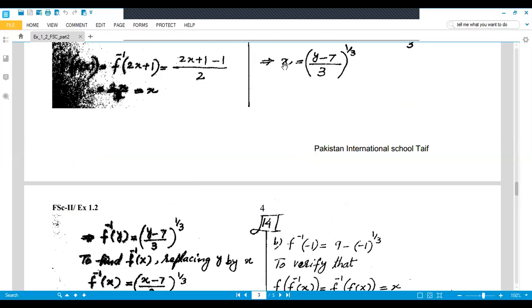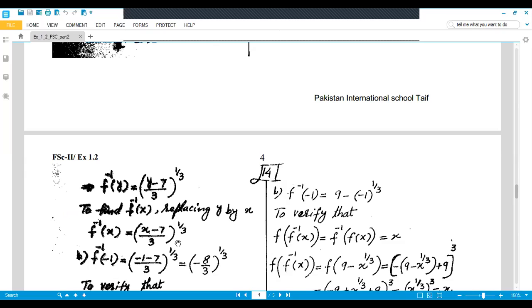I already told you that in composition of functions, when you have a function from x to y, that will be f, and f inverse will be from y to x. So x will be equal to f inverse y, which is y minus 7 over 3 to the power 1 over 3. Just like the previous part, where you find y, you have to replace it with x. So f inverse x is equal to x minus 7 over 3 to the power 1 over 3.